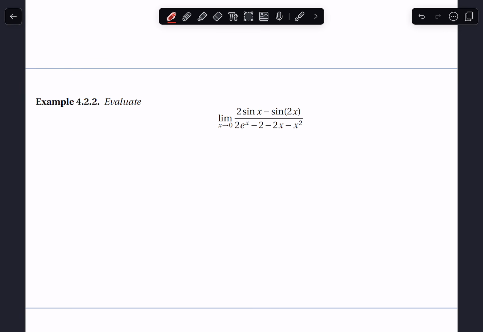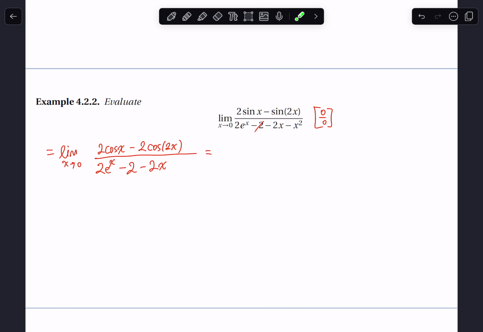Okay, so sometimes we have to apply the L'Hopital rule again and again to get the final result. For example, for this one, if you plug in 0, you can check that this is 0 over 0. So let's first apply the L'Hopital's rule, which gives us 2 cosine of x minus 2 cosine of 2x divided by 2e to the power x minus 2 minus 2x. The derivative of 2 is gone.